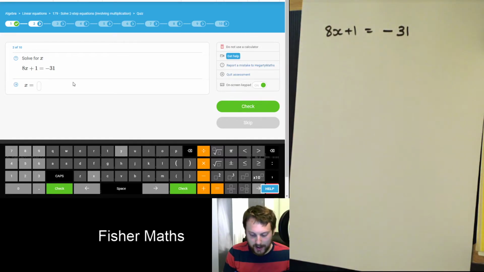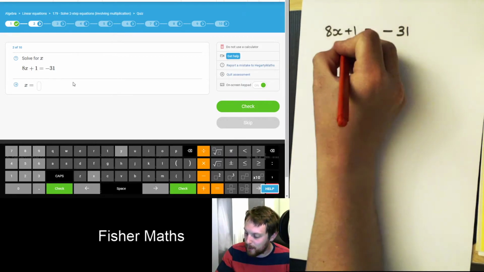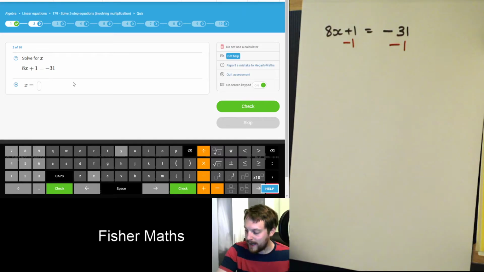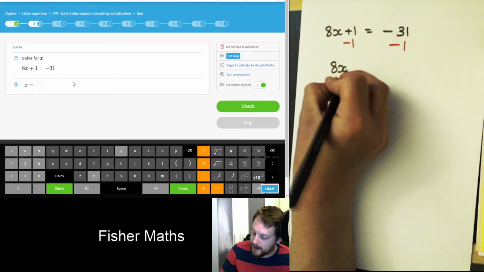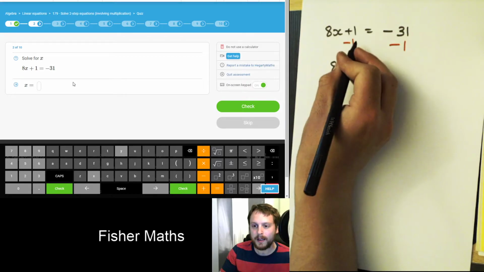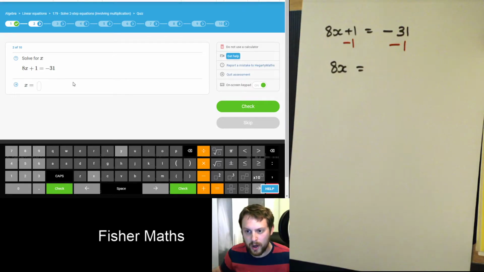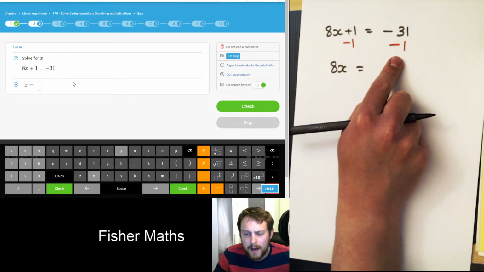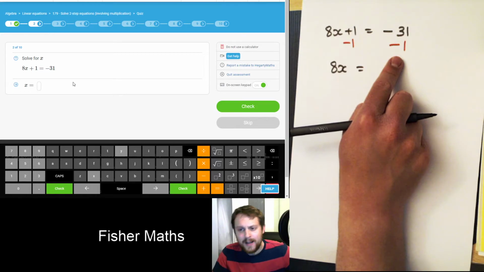Ooh, I want to be consistent with my colors, so let me use the orange pen. I will take away 1 and then take away 1. So here I have 8x. That's what's left over. The plus 1 and the minus 1 have gone. They've disappeared, gone to 0. Here's where I have to be really careful though, because this is negative 31. Take away 1.